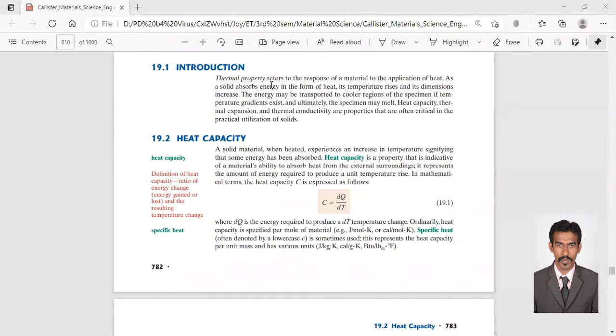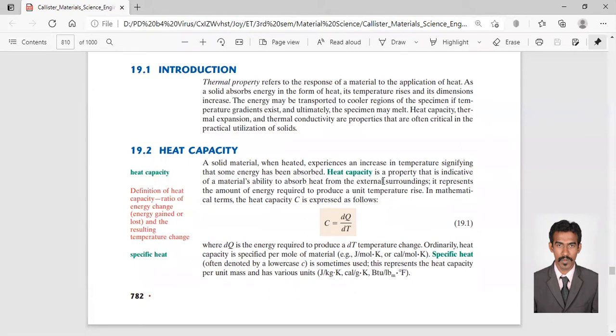We'll start. Thermal property refers to the response of a material to the application of heat. So when there is heat, and if there is any change occurring, that response will be termed as a thermal property. You provide heat, and if any change occurs or it shows any response, that is termed as thermal properties.